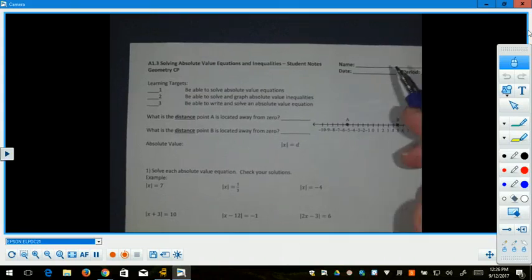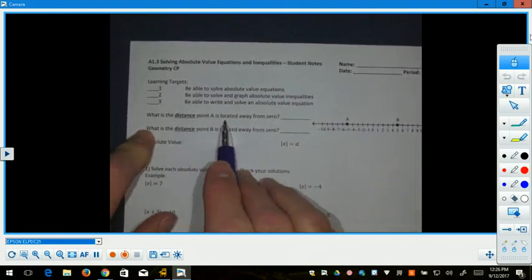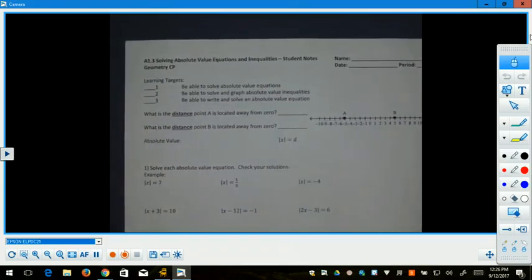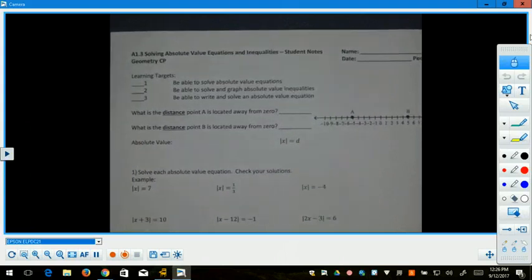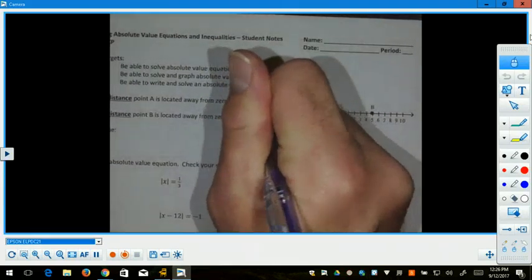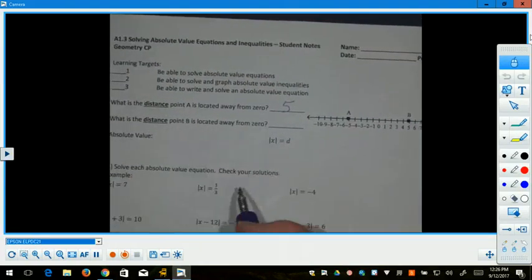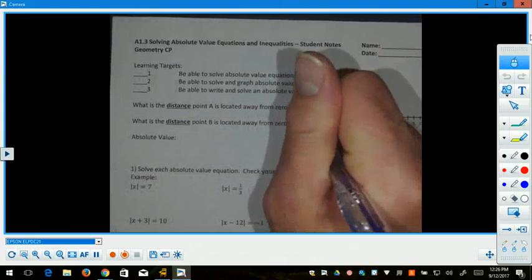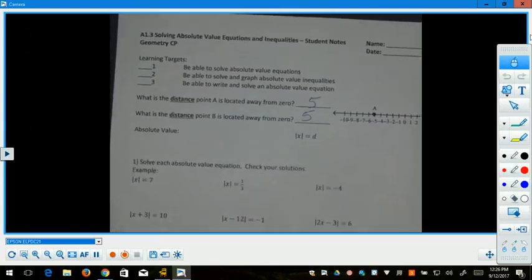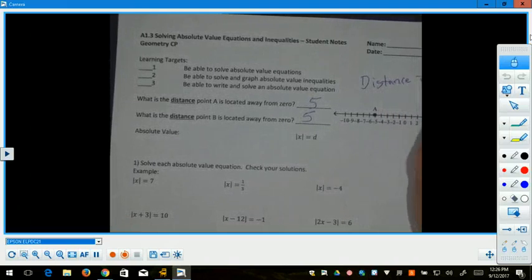So first off, what is the distance point A is located from 0? 5. You can see it's 5. Even though it's at -5, it's 5 units away. What is the distance point B is located? 5. It doesn't matter the direction. Distance is always positive. Particularly in our geometry class, we're going to have distance be positive.